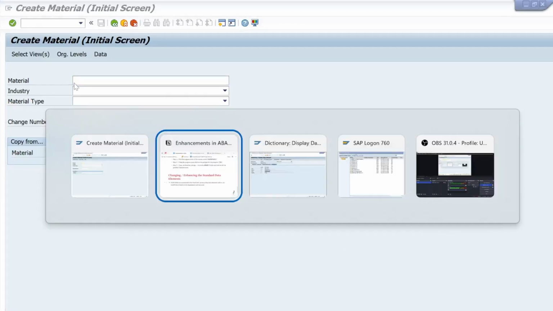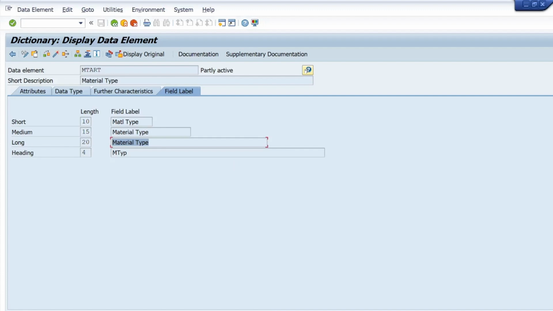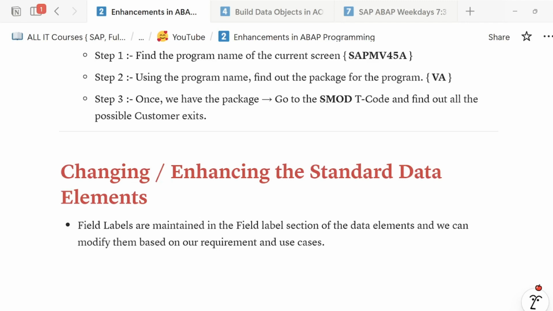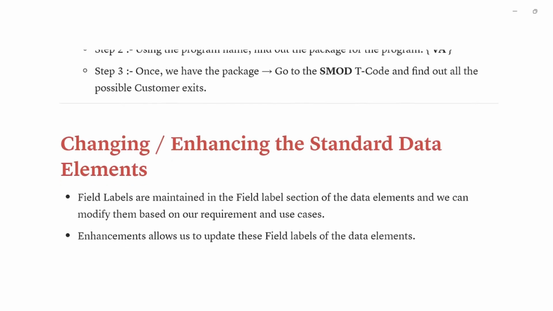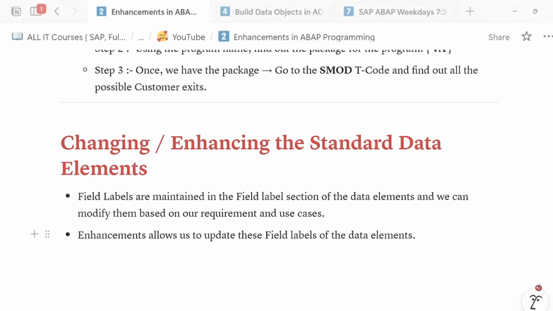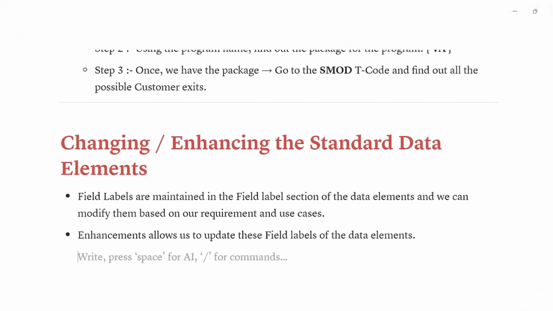For example, as we can see it here, enhancement allows us to update these field labels of the data elements. It allows us to do so. So how are we going to do it? First of all, we will follow the steps.